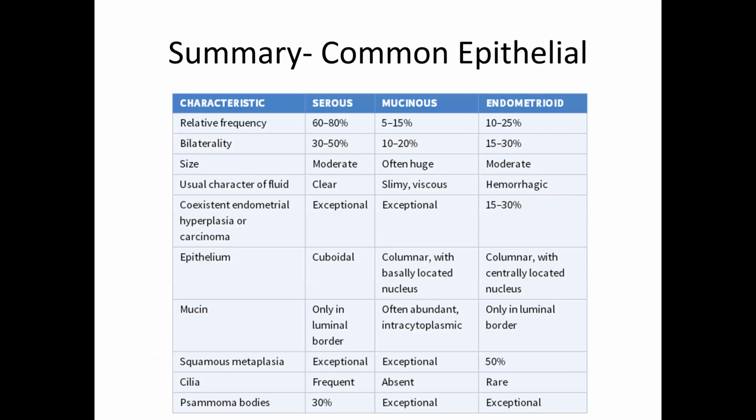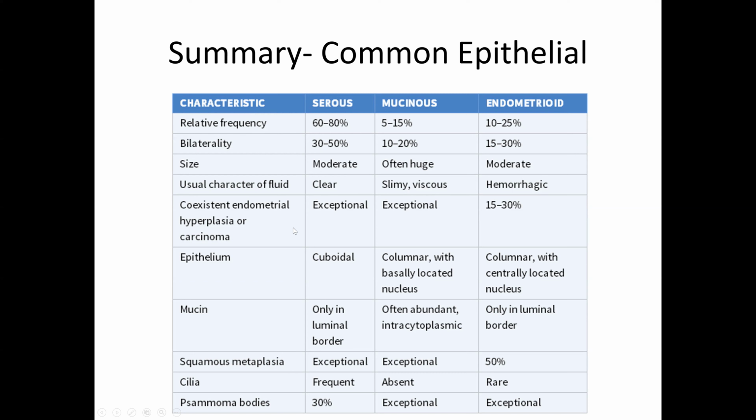So to summarize here what we've talked about today with endometrioid tumors, and contrasting that with the other epithelial tumors that we've touched on, we see that serous are the most frequent, endometrioid the next most, followed by mucinous tumors. Bilaterality is much more common with serous tumors, less common with mucinous and endometrioid tumors. The mucinous ones tend to be the big ones, and the fluid tends to be different between these three: clear in the serous tumors, slimy and viscous with mucinous tumors, hemorrhagic as expected here.